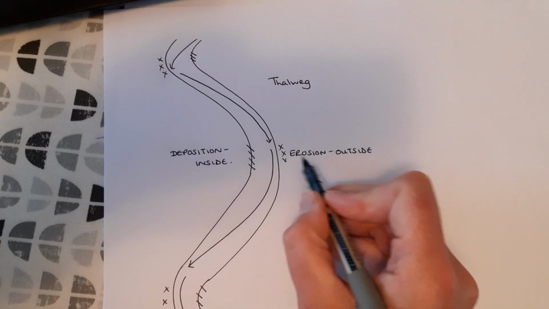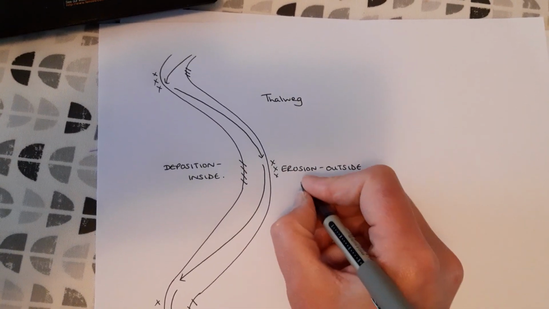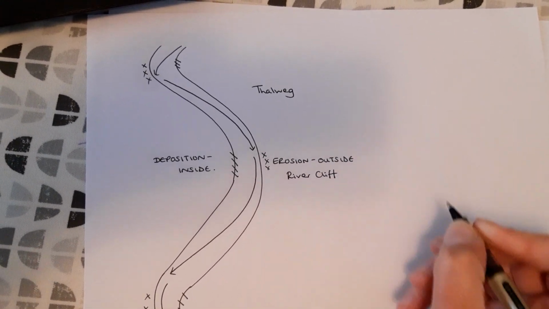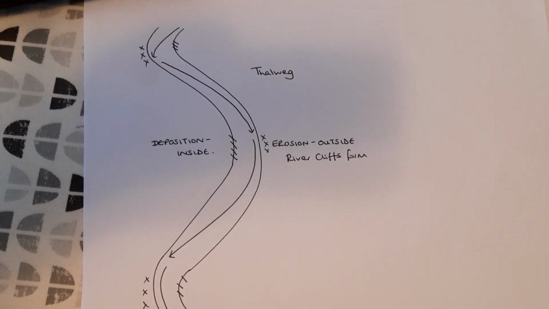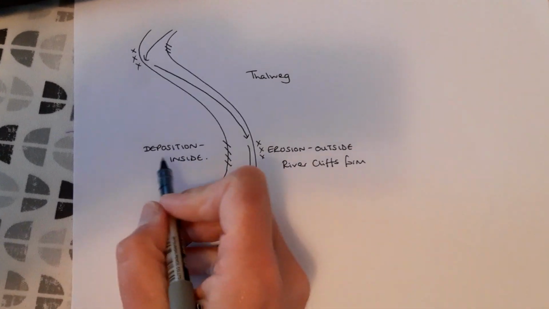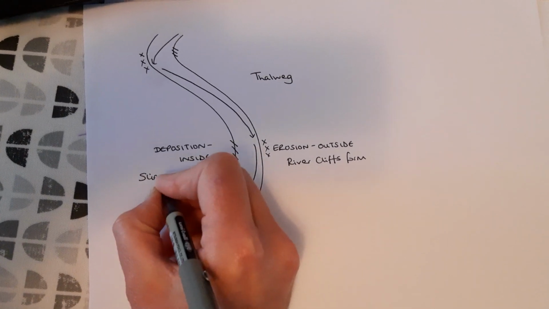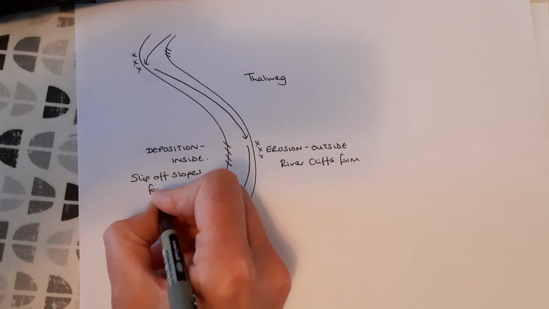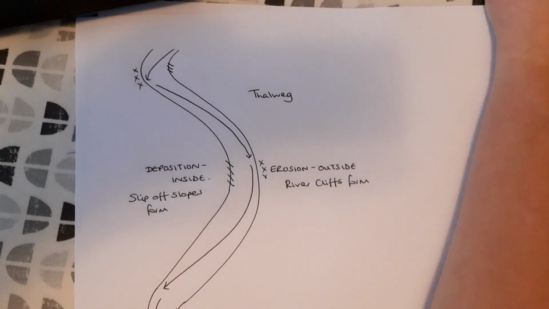Because you've got more erosion taking place on the outside, it leads to a feature called a river cliff. So river cliffs form on the outside of river bends. And on the inside of a river bend, you end up with something called a slip-off slope. So slip-off slopes form on the inside of a river bend. It looks a bit like this.